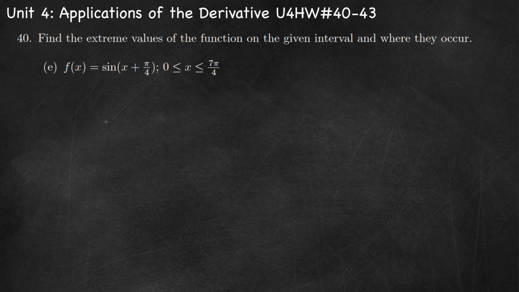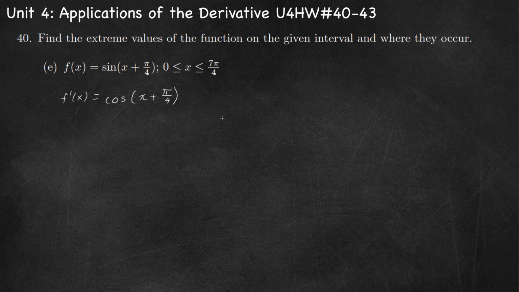Part E, f of x equals the sine of x plus pi over 4. We're working on the interval from 0 to 7 pi over 4. So let's find our derivative. F prime of x equals cosine of x plus pi over 4 times the derivative of x plus pi over 4, which is just 1.